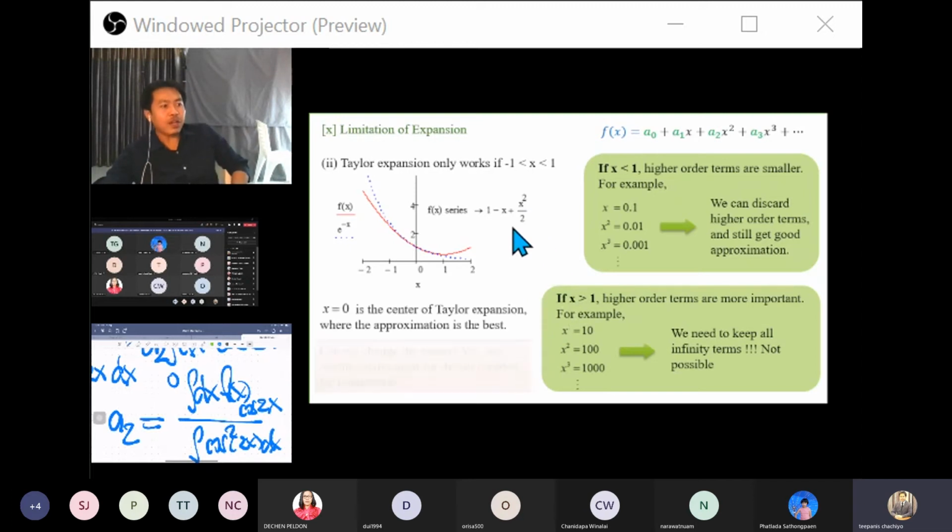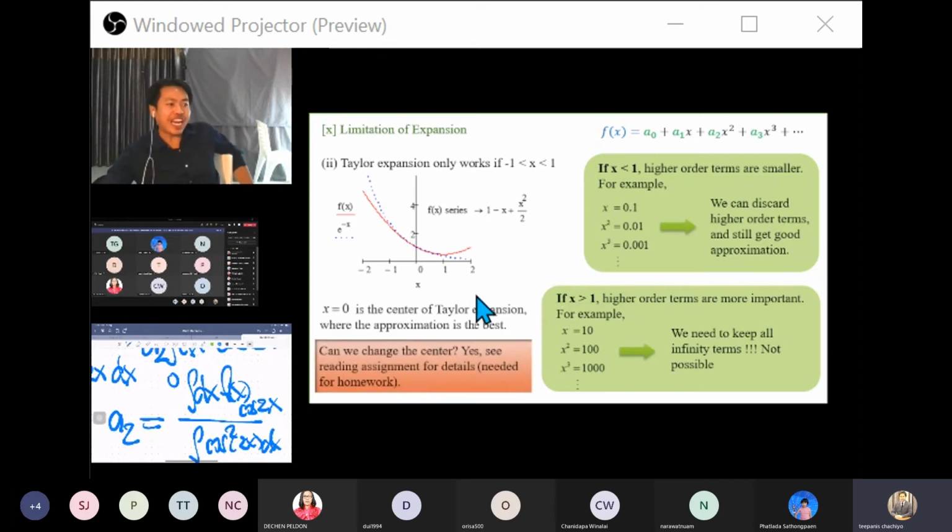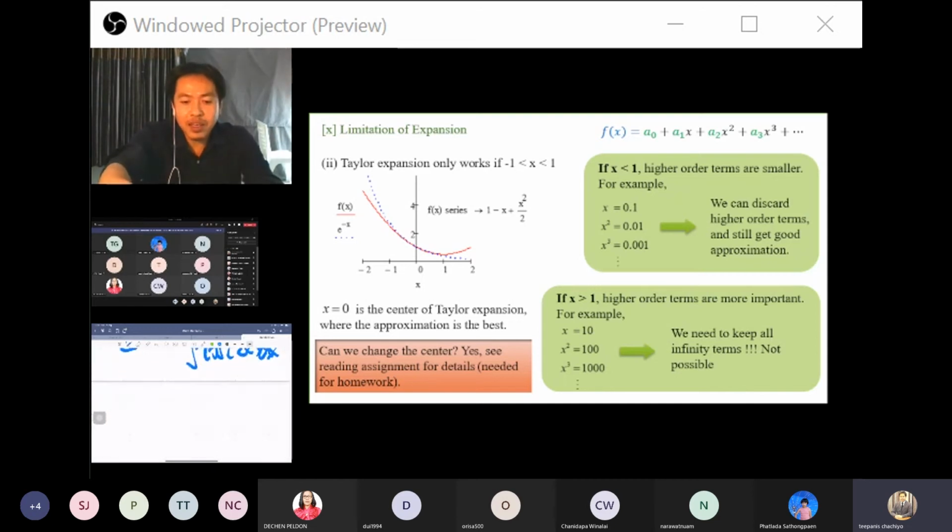Okay, and now there is a way to change the center. The center of the expansion can be changed from 0 to some other point, say the number 2, in which case the number 2 will be the best approximation and the rest will get worse and worse and so forth. Now you can look at the textbook for how to find the formula for the expansion with a different center, but I can show you here very easily. I can just give you the formula here.